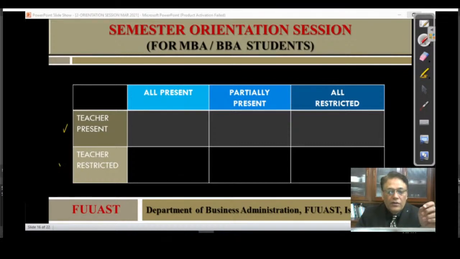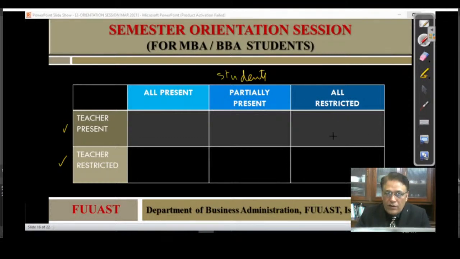Or the teacher is not present in the class. He is restricted, maybe due to the lockdown or anything. He is not able to come to the university. So these are the two possibilities for the teacher. And for the students, we have three possibilities.